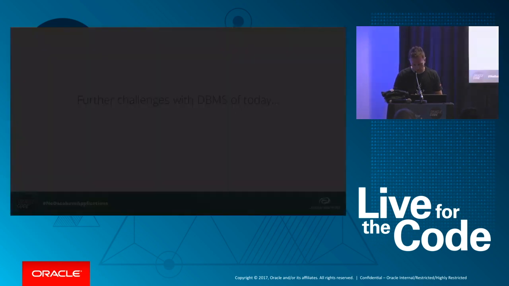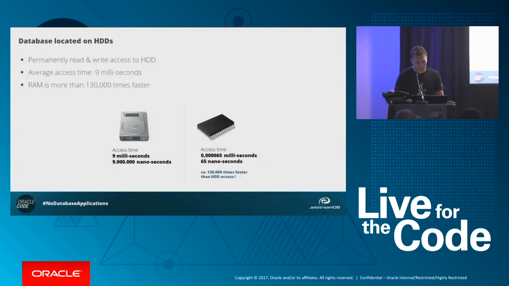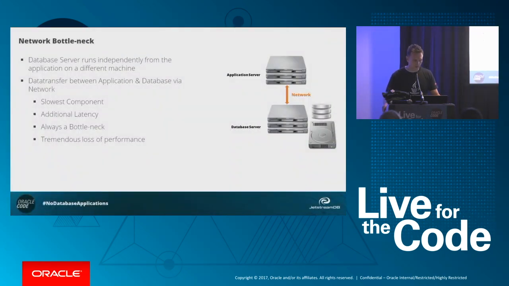There are further challenges of database systems of today. Conventional databases store the data on a hard disk, and the hard disk was high-tech in 1960 and 1970, but today it's a very slow component. RAM is much faster. Then we have the bottleneck. The classic database servers store the data in a file on an independent running machine. So we always have that network communication, and it takes tremendous computing time, and a tremendous loss of performance is the result.